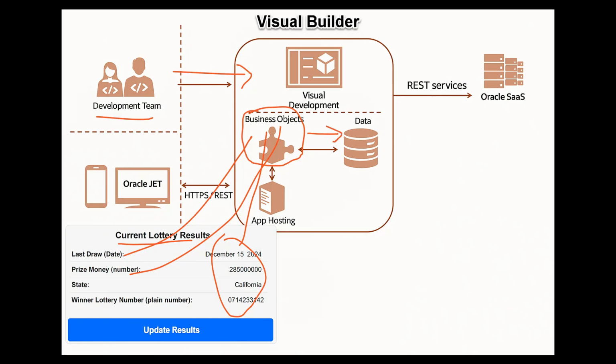Next, we design our app's user interface by dragging these fields onto a canvas, no coding required. The app is then created and hosted automatically on Oracle servers. If required, we can even pull data from our Oracle SaaS applications using REST connections. Finally, once published, users can access our lottery results app directly in their browser. Now that you saw the big picture, let's perform these hands-on activities one by one.